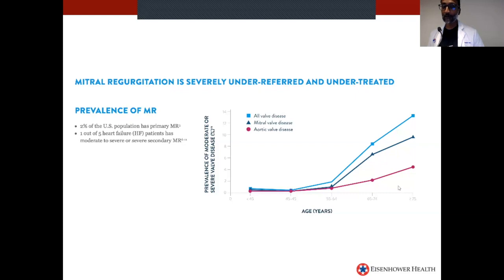With that said, though, if you look at the all-cause numbers, the actual prevalence, or the amount of mitral valve disease, is significantly higher than the amount of aortic valve disease in the community. Yet we are doing a lot more aortic valve replacements than mitral valve interventions, only because oftentimes it's under-recognized or under-referred to a structural cardiologist who can offer treatments.